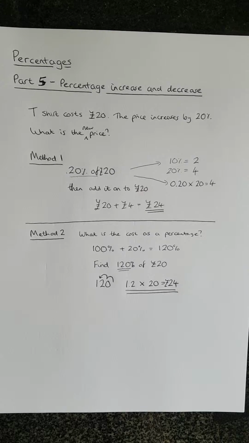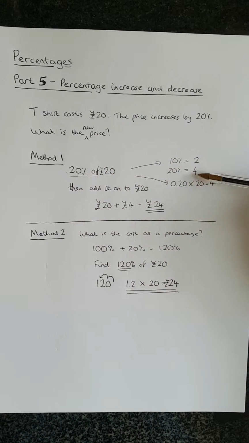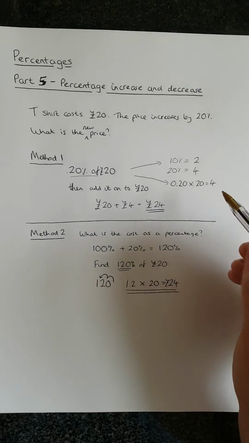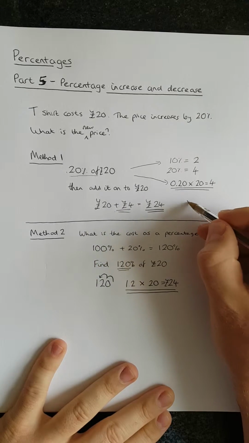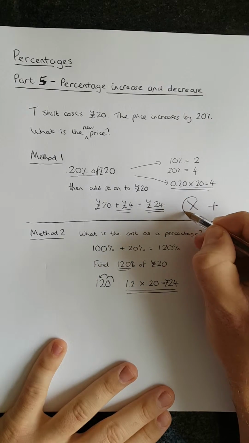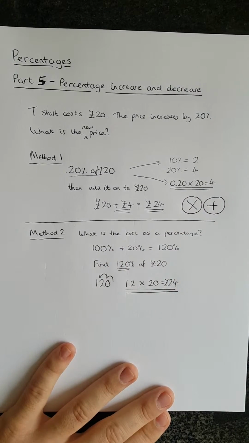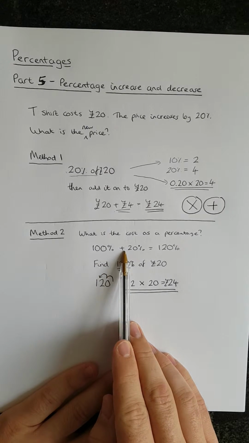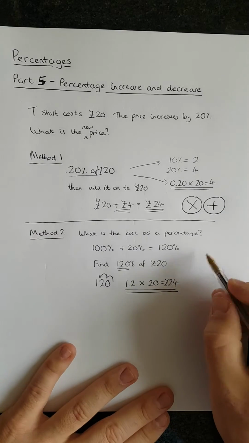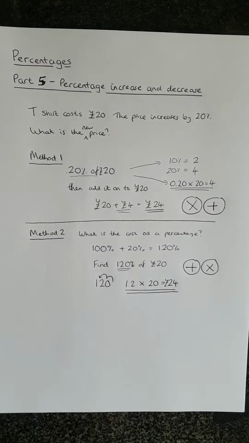Now, let's compare these two methods briefly. In the first method, you find the percentage as an amount, then you add it on. Here we did the multiply at this stage, and then we did the add. In this calculation, what did we do? We did the add first, and then did the multiply. Both have led us to the same answer.